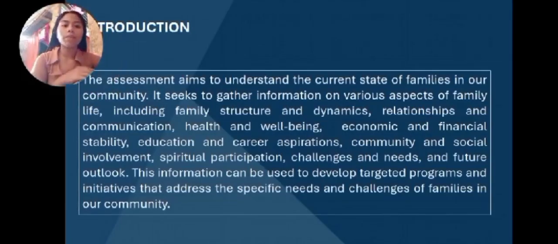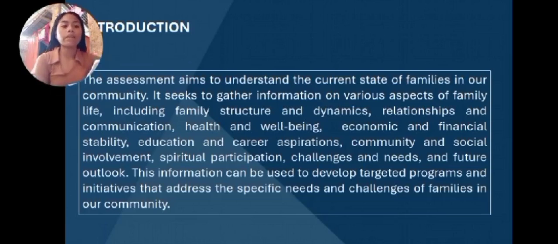The assessment aims to understand the current state of families in our community. It seeks to gather information on various aspects of family life, including family structure and dynamics, relationship and communication, health and well-being, economic and financial stability, education and career aspirations, community and social involvement, spiritual participation, challenges and needs, and future outlook. This information can be used to develop targeted programs and initiatives that address the specific needs and challenges of families in our community.